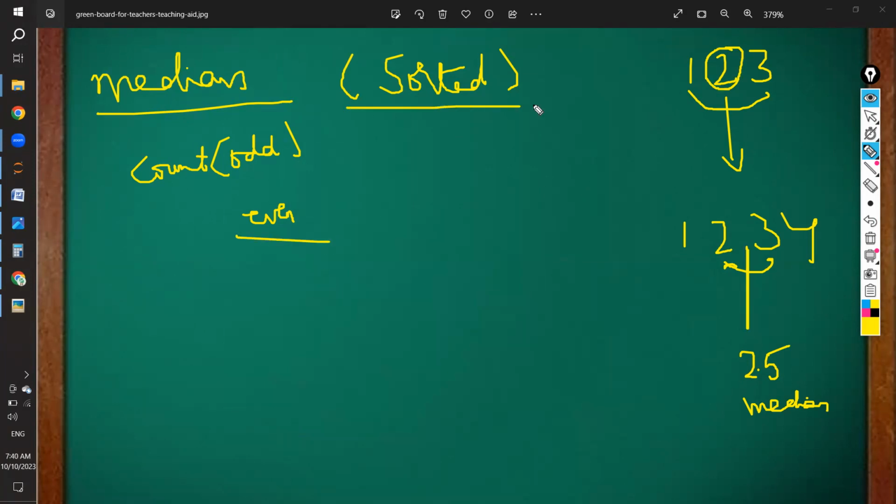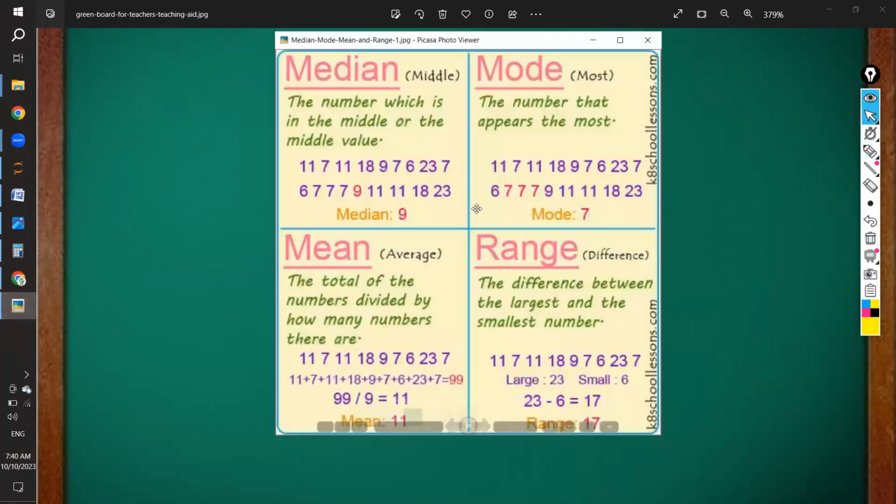But the numbers should be sorted, guys. Now, in the mean, there is no need of any odd or even. Whatever numbers you have, it is the sum divided by the count of the numbers. Fine, that is simple. But coming to the mode, right?